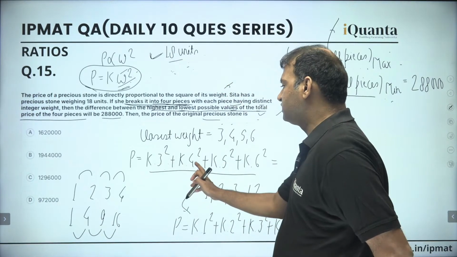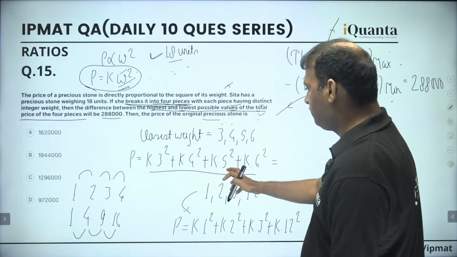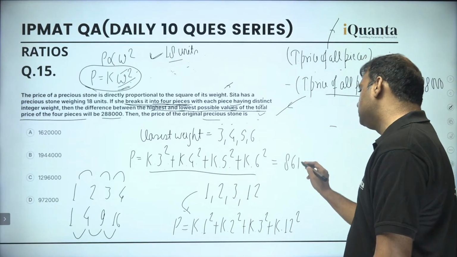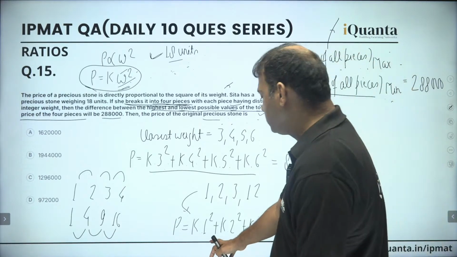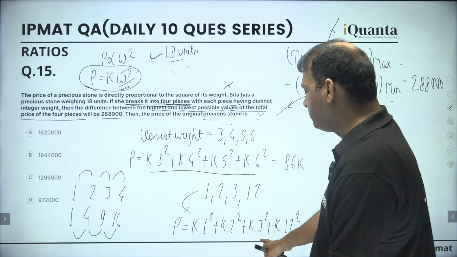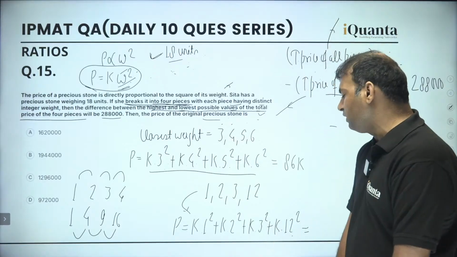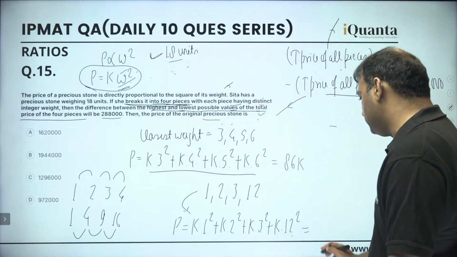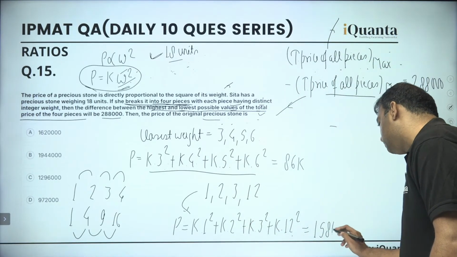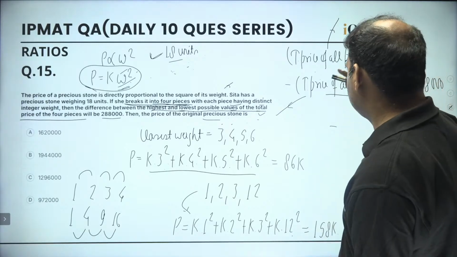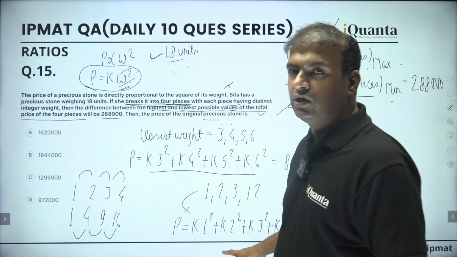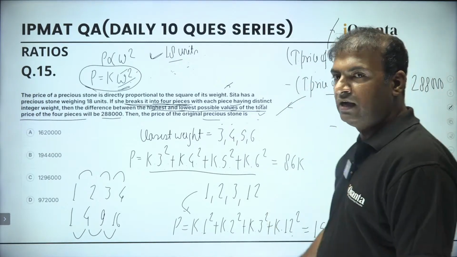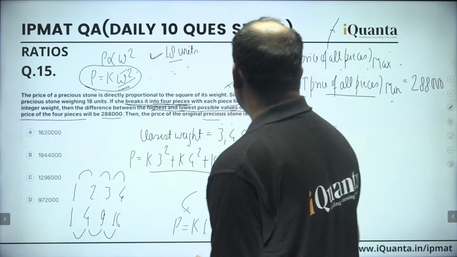This is 9 plus 16, 25. 25 is 50, 50 and 36 is 86. So this is 86k, right? What about this? 1 squared is 1, 2 squared is 4, 5, 5 plus 9 is 14, and 14 and 144. 144 plus 14 is 158. So guys, this is the highest possibility for the total price. This is the possibility of the total price being maximum, and this is the possibility of the total price being as minimum as possible. All right. Now we'll just put these values here.